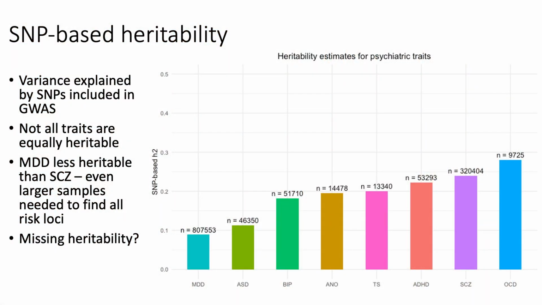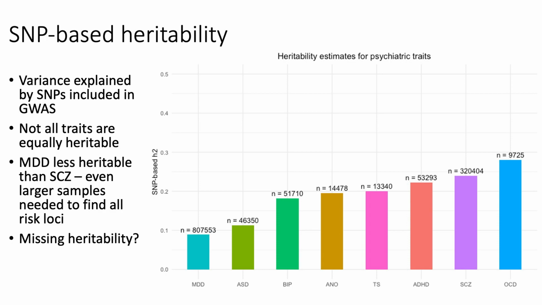But you might have noticed that the depression GWAS had a much larger sample size than the schizophrenia one, more than double the sample size, but less than half of the findings, which is hinting at the idea that not all of these traits are equally heritable. So the variance explained by the genetic markers that we're looking at is not the same for different traits, which of course is not surprising.